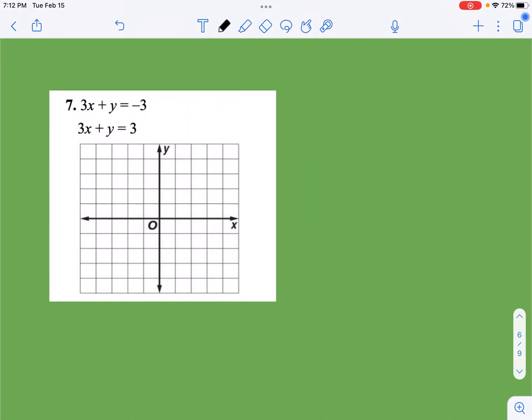Okay, let's go. So moving on, let's see if we can figure out how to graph these here. So let's start with this top equation. We got 3x plus y equals negative 3. Now I hope that you notice looking at these that these are kind of suspicious looking because the left sides are the same, but the right sides are different.